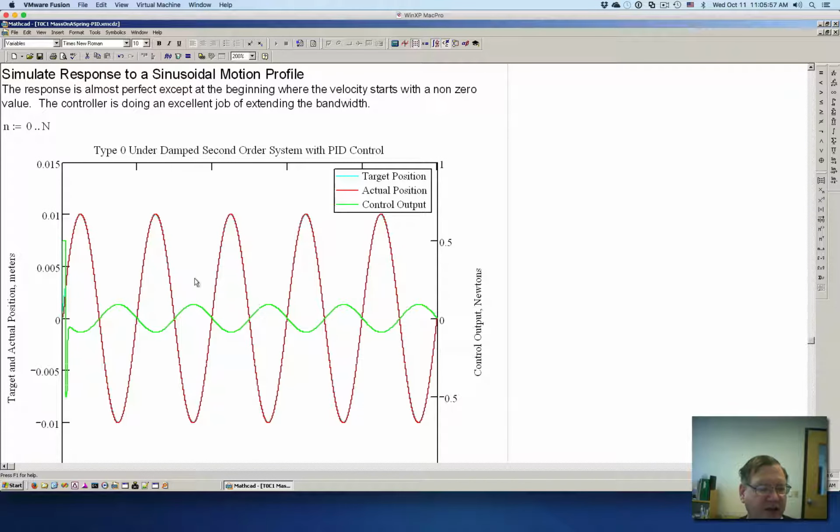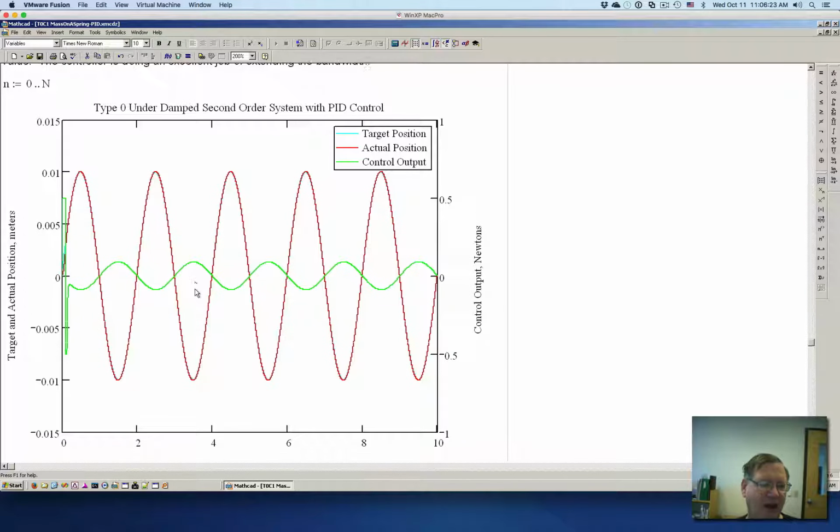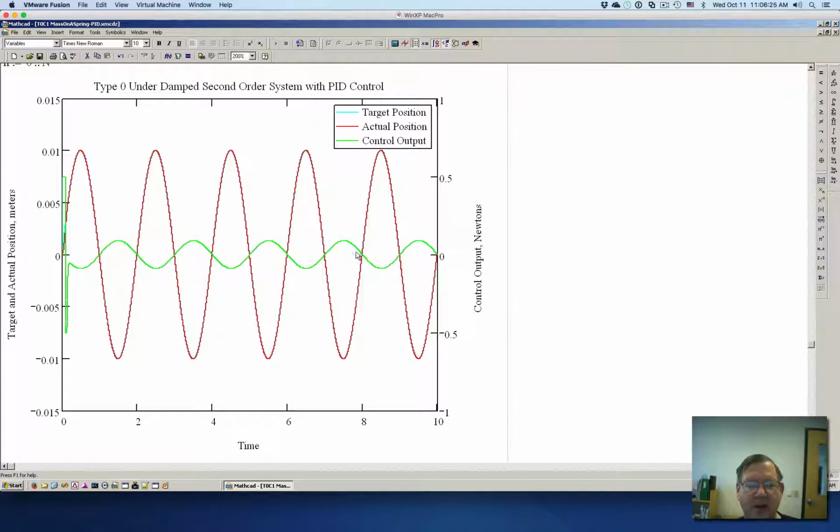And you can see that it doesn't take much force. This step here is because, and you can see there's a difference between the target position and the actual position, but because the velocity is a non-zero value, it's just starting instantaneously at a non-zero value. It takes a little bit of force just to get it caught up. So after that, we're matching the sine wave exactly, and I'll show you on the Bode plot to follow exactly why that happens. But this is fairly realistic.